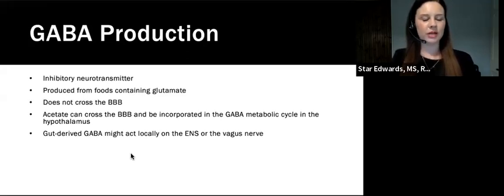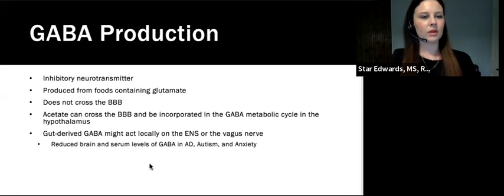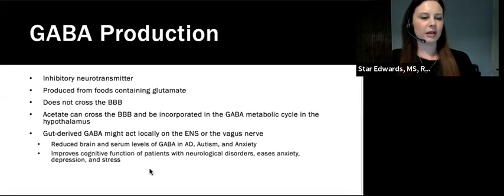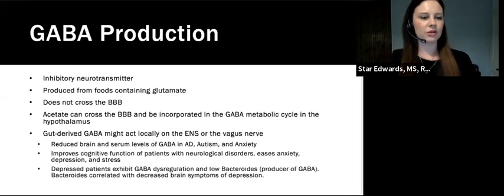So even though it doesn't cross the blood-brain barrier, it's still going to communicate with the vagus nerve, who's going to communicate with the brain. So it still does impact the brain. There are reduced brain and serum levels of GABA in Alzheimer's, autism, and anxiety. It improves cognitive function of patients with neurological disorders, eases anxiety, depression, and stress.